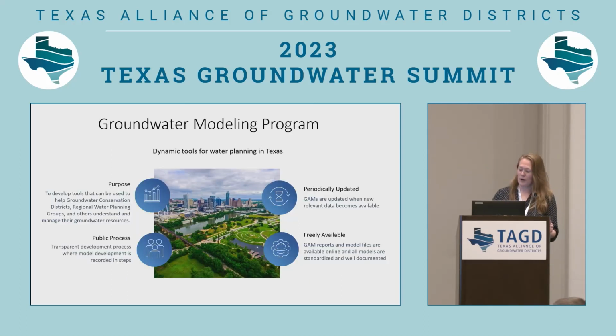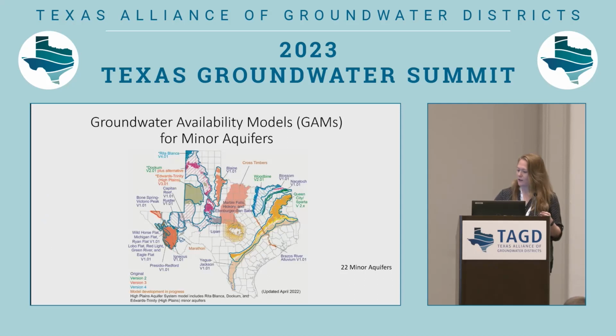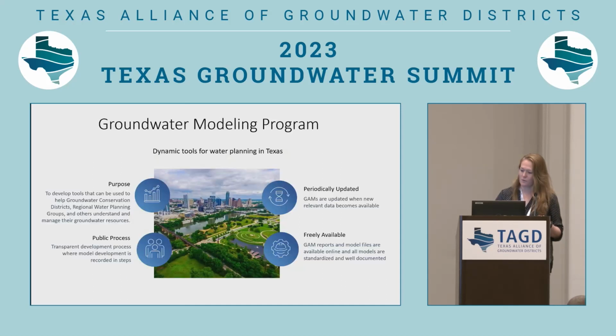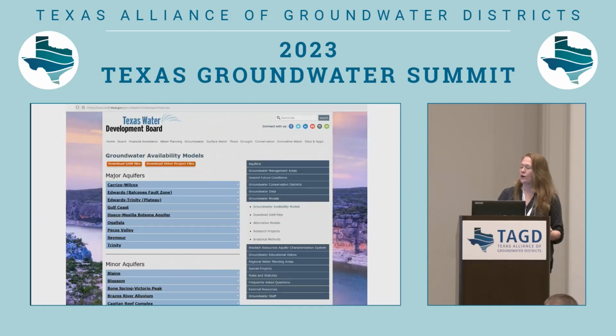The groundwater modeling program, the purpose is to create tools that can be used in the joint planning and in the regional water planning process. To be the most helpful tools for those processes, we do encourage input from stakeholders, and we have public meetings and request information. These models are periodically updated, so if you see something like a V2 or a V3, that means it's the second or third iteration of that model. And very importantly to us as a state agency, we want these models to be available for you, the general public. So these are all freely available on our website in case anybody is in need of some light reading. Here you go.